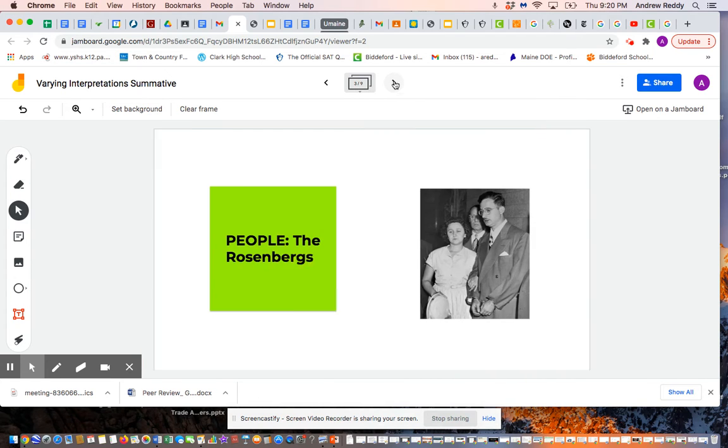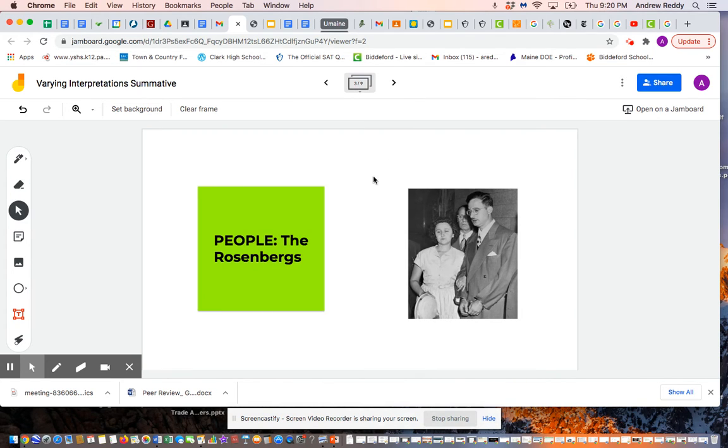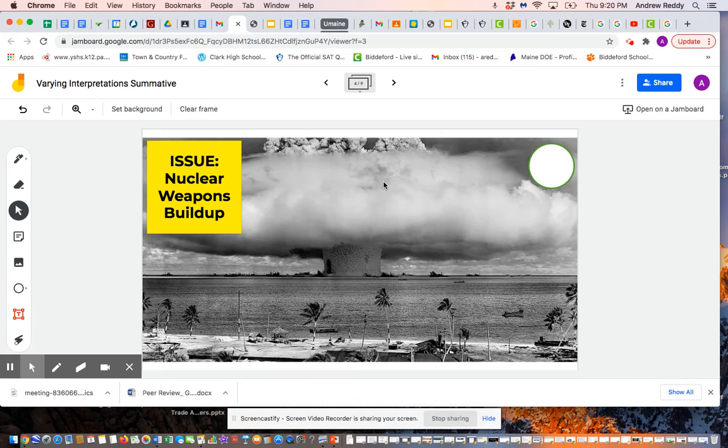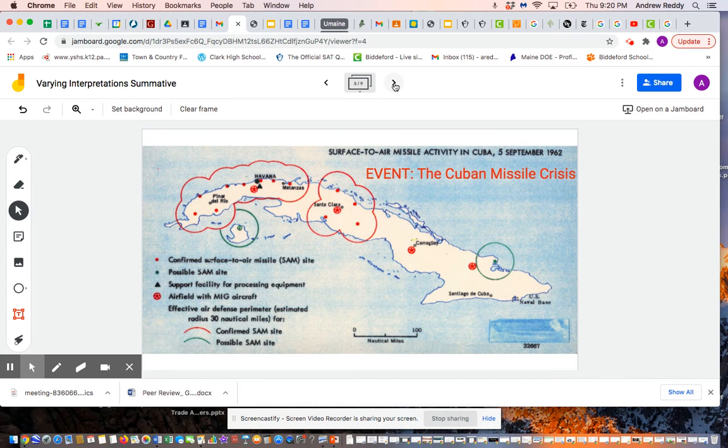So let's walk through the various people, issues, and events that we focused on when we studied the Cold War. First were the people, the Rosenbergs. Again, students don't have to do anything with these slides. I'll let you know when it's time to work. Second was the issue, which was nuclear weapons buildup during the Cold War. And the event was the Cuban Missile Crisis.